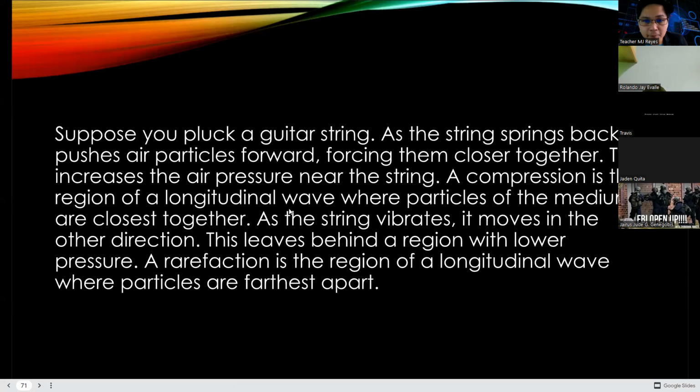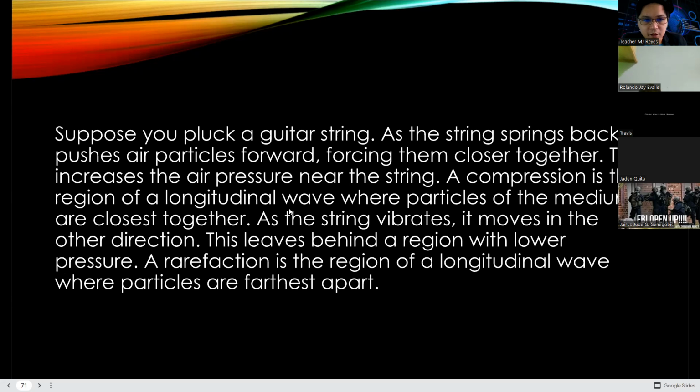Okay? As the string vibrates, it moves in the other direction. This leaves behind a region of lower pressure. Okay? There is a higher pressure and there is a lower pressure. A rarefaction is a region of a longitudinal wave where particles are farthest apart.